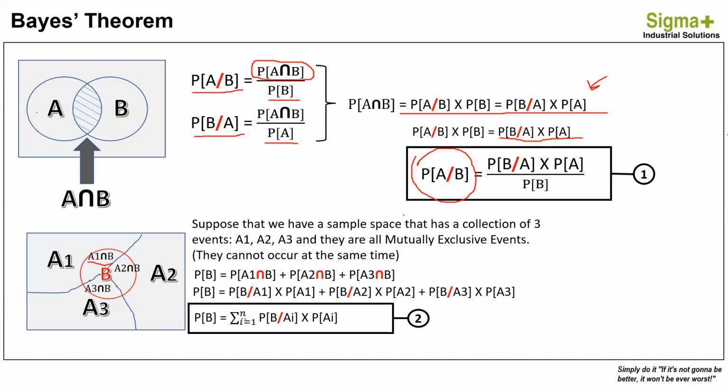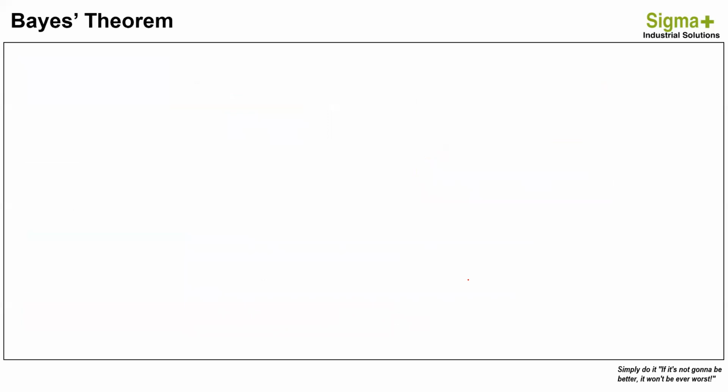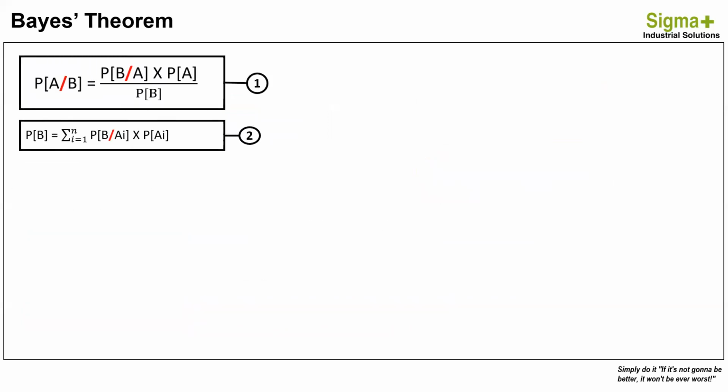From i equal 1 to n, where n is the total number of the different events which are mutually exclusive, right? Okay, so we have concluded two rules. Now, if I look at the second rule, where I have concluded the formula for P(B), I can utilize this formula and put it in the first rule, right?